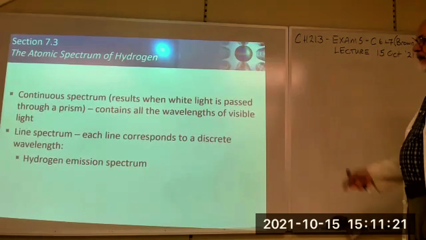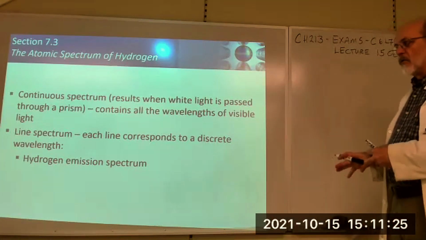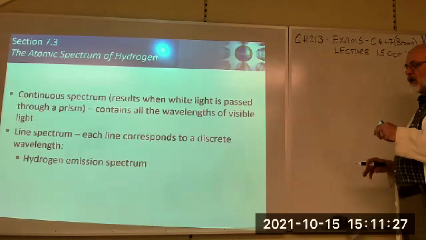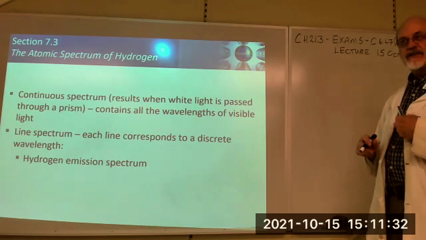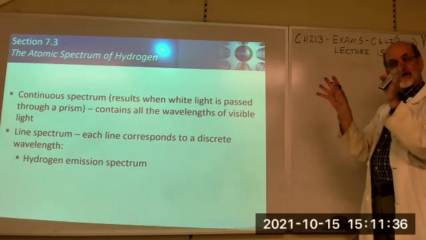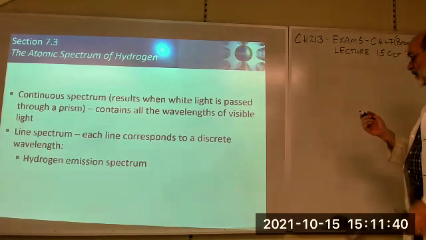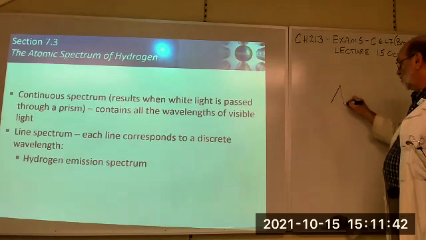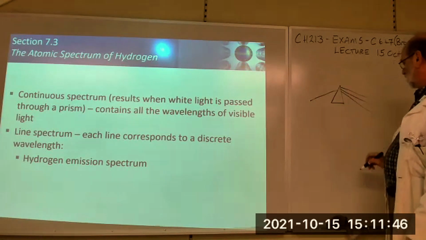Okay, we start getting information about the atom when we employ spectrographs. That is, devices that will take light emitted by an atom and spread it out into characteristic wavelengths. And initially that was done with a prism. Right? Light would come in like this and then it would spread out like that.